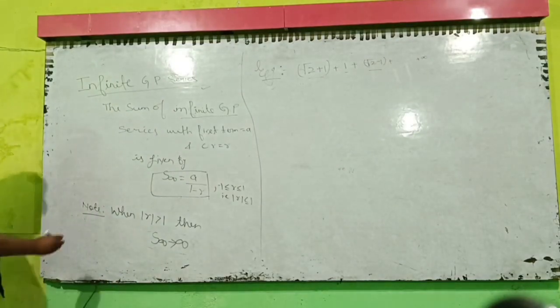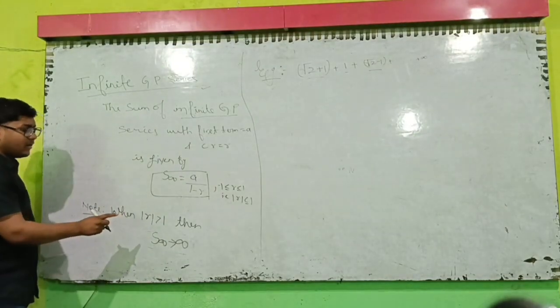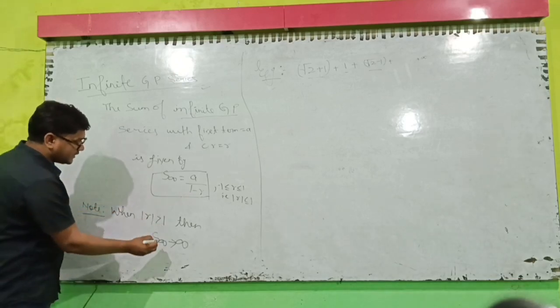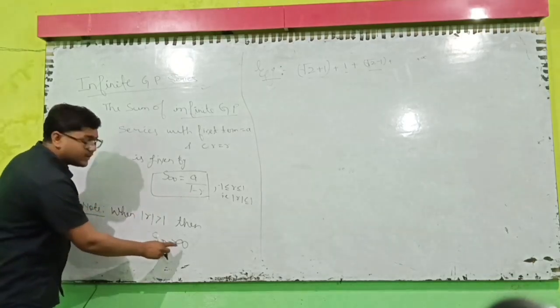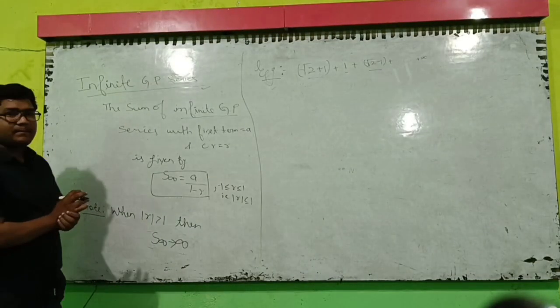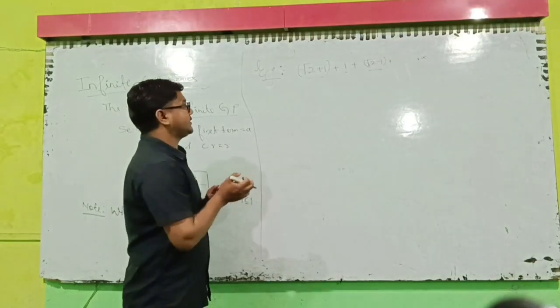Now here we have to note one thing: when mod of r is greater than 1, then the sum of this infinite series tends to infinity. Okay. Now we have to take one example on infinite geometric series.